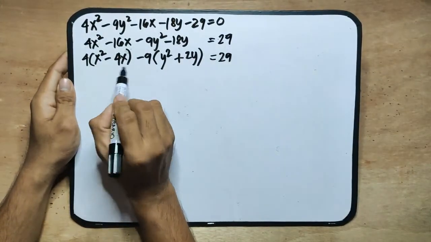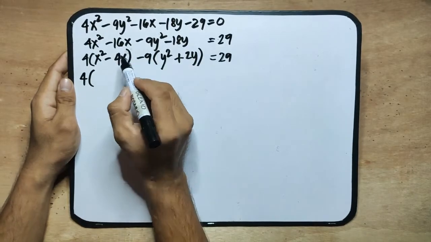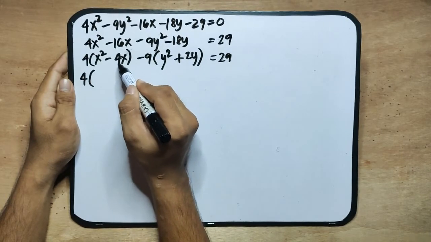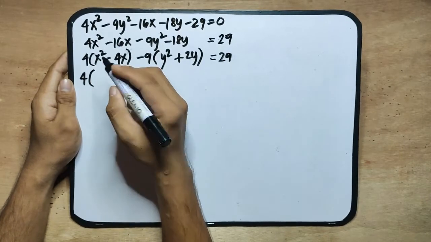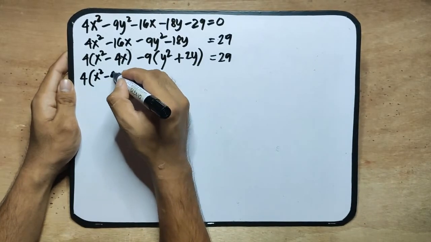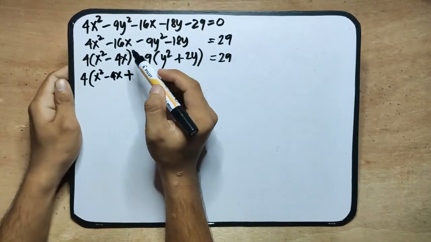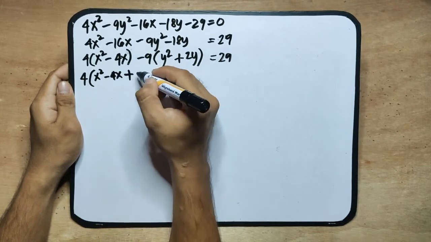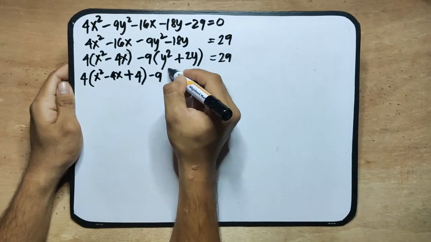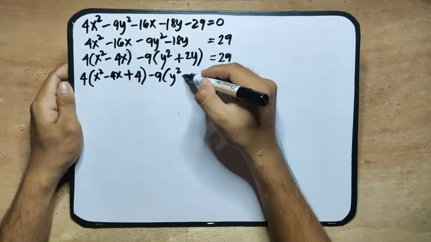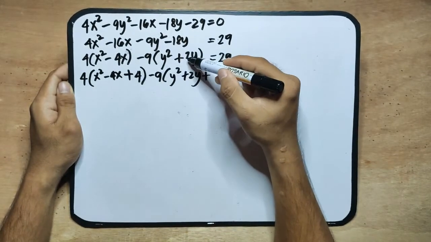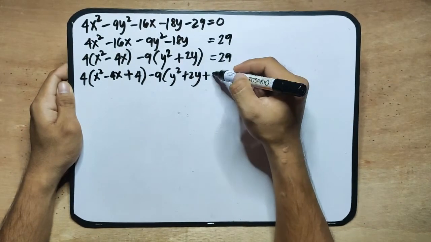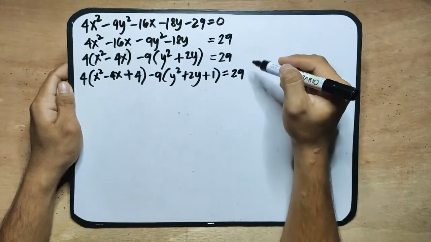So, we try to complete the square. So, paano natin kino-complete yung square? We add here the square of half the coefficient of the unsquared term or yung x, which is negative 4. So, we just copy x squared and negative 4x. We add here square of half this coefficient. Negative 4 divided by 2 is negative 2. Negative 2 times negative 2 is positive 4. Then negative 9 times, this will be y squared plus 2y. Plus, positive 2 divided by 2 is 1. 1 times 1 is 1. Is equal to 29. Ito din yung confusing na part.